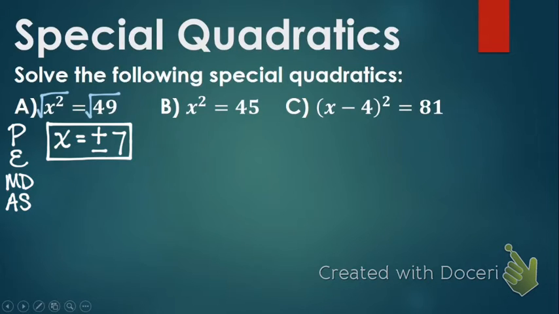I'm going to go look at B. B is set up almost the exact same way. So if I'm going to continue to apply this kind of special case, how should I go about trying to solve B? Same thing. I'm going to take a square root of both sides. Which means I'm going to get how many answers? 2. One positive, one negative, right? So I have x on this side. I have plus or minus the square root of 45. This is not fully simplified yet. I need to simplify this.